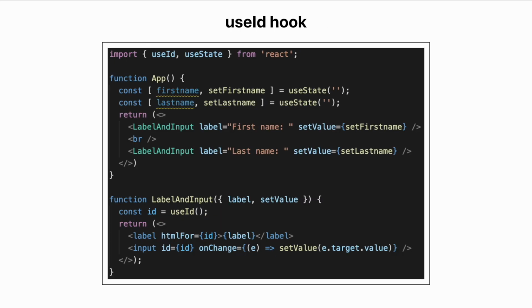useId. It is used to generate a unique ID that can be assigned to the ID attribute of an element. useId does not take any argument.